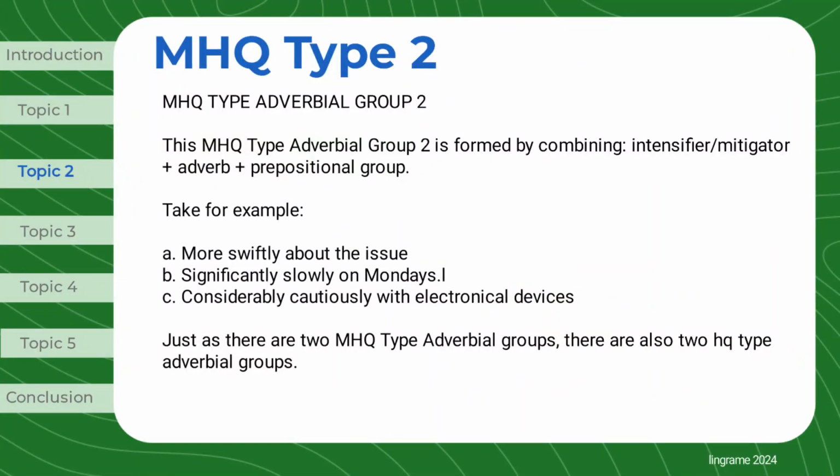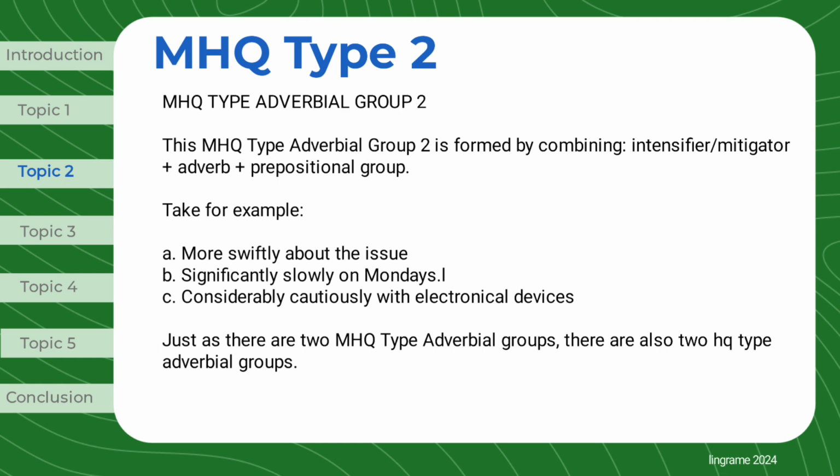MHQ-type adverbial group 2. This MHQ-type adverbial group 2 is formed by combining intensifier/mitigator plus adverb plus prepositional group. Take for example, more swiftly about the issue, significantly slowly on Mondays, considerably cautiously with electronical devices.